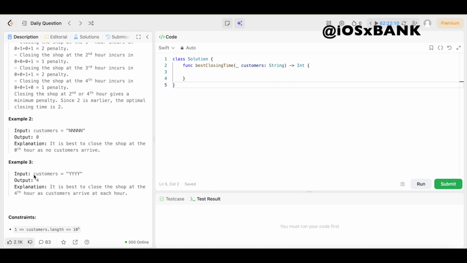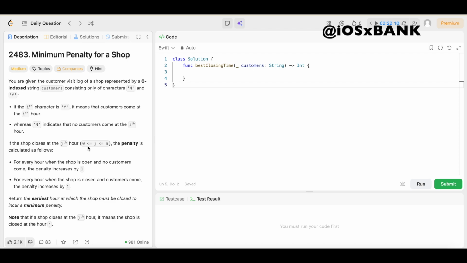It says our input customers equals an array of strings Y, Y, Y, and Y. This time the output is 4. It says it is best to close the shop at the 4th hour as customers arrive each hour. So in this case, we're having customers come all day. Why would we just rack up penalties and get a penalty for each customer when we could just close at the end of the day and make room for our customers? That's why the output is 4. I hope that makes sense to y'all. And now that we understand the question, let's get into the fun part, the actual solution.